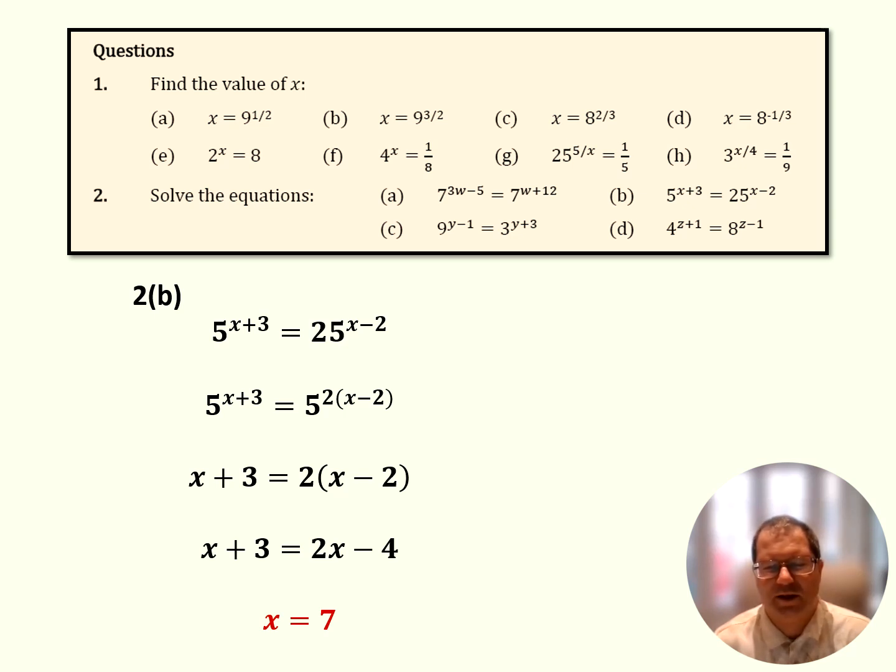If you expand the bracket, you get x plus 3 is equal to 2x minus 4, and then if you take away an x and add the 4, you get a final answer of x equals 7. If you want to go back and check it, you can substitute 7 back into the original equation. That would give you 5 to the power of 10 and 25 to the power of 5. And since one index is half of the other one, and the right way around, that does actually work out.